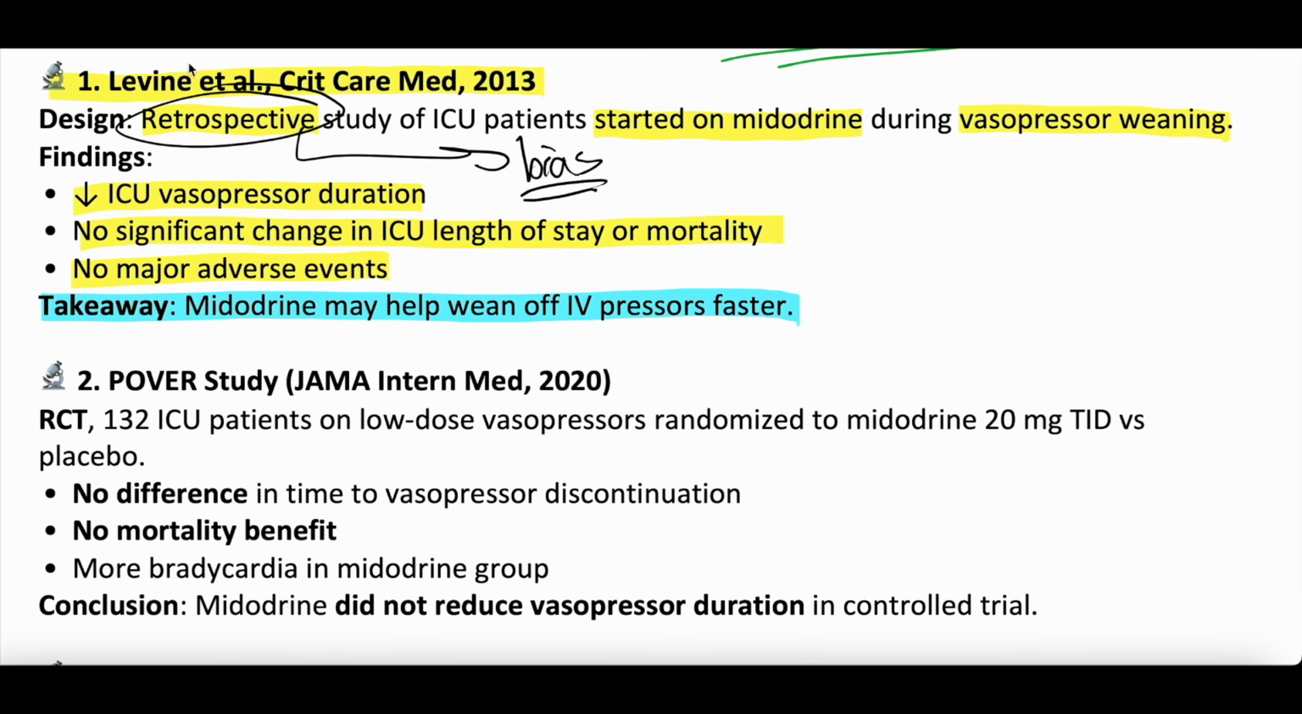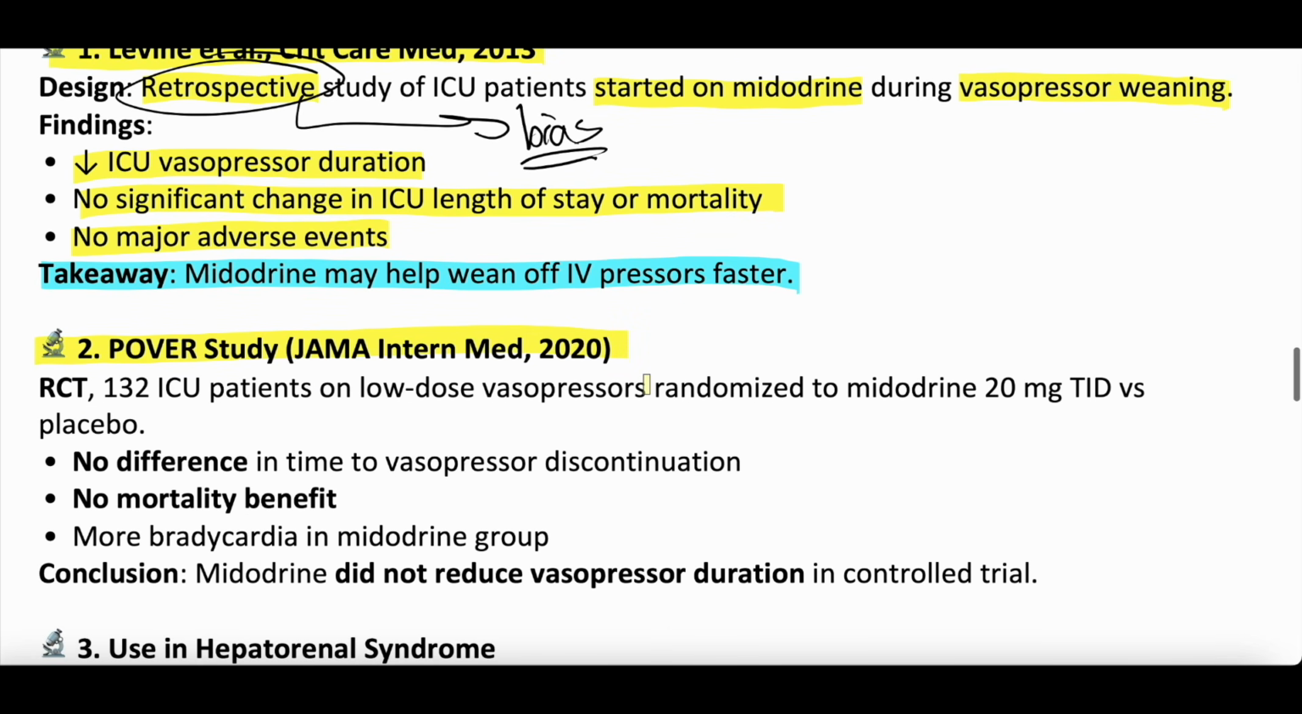So there was then another study called the POVER study published in JAMA in 2020. And this was a randomized control trial. So this design was better. These were patients that they randomized from 132 ICU patients who are on low-dose vasopressors. They randomized them to get Midodrine 20 milligrams TID versus placebo.